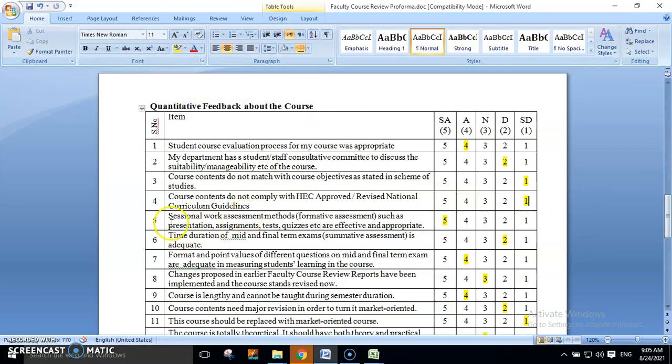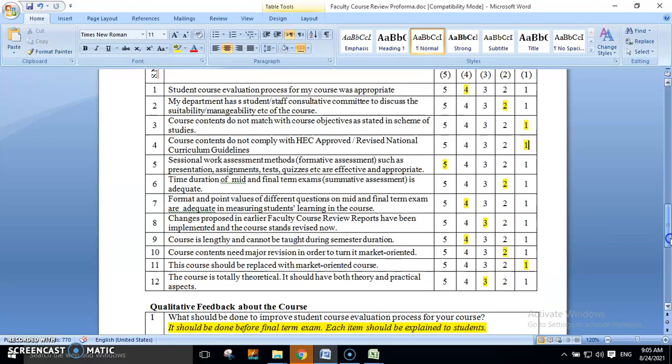Okay. Then sessional work assessment methods, etc., they are effective and appropriate. I strongly agree. Time duration of mid and final term exams is adequate. No, it is not adequate. So I disagree with this statement. It should be increased. Format and point values of different questions on mid and final term exams are adequate in measuring students' learning. I agree.